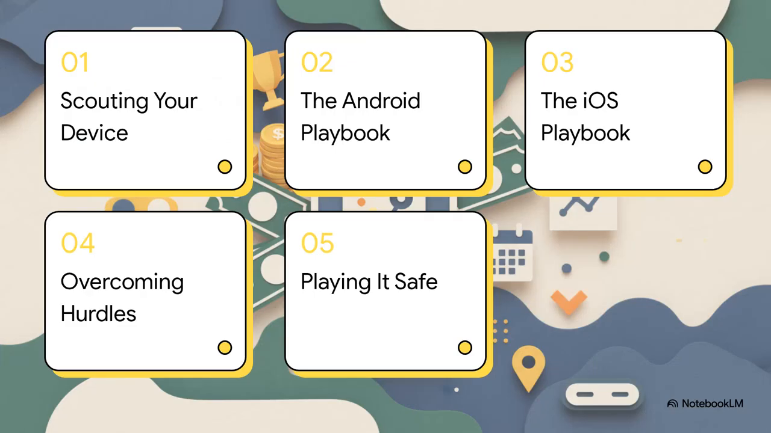So here's our game plan for today. First, we'll scout your device, make sure it's ready. Then, we'll run the specific playbooks for both Android and iOS. After that, we'll cover a few defensive moves for any hurdles you might face, and wrap it all up with a final safety check. Let's get to it.